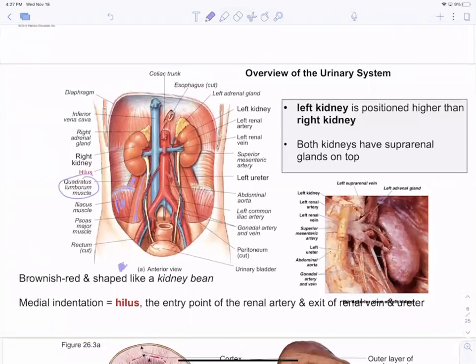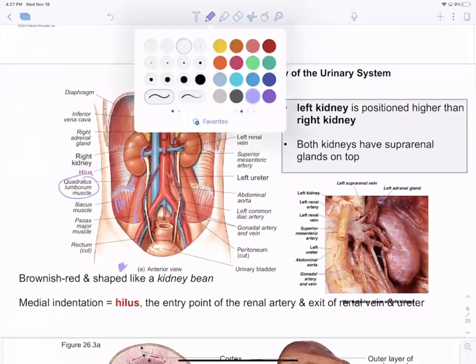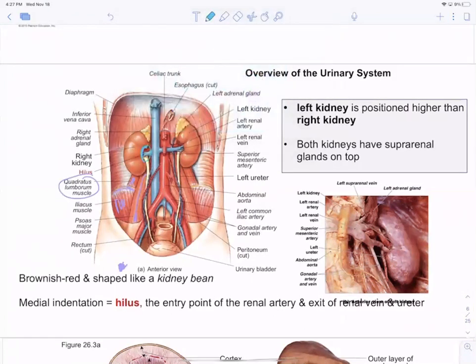The left kidney is a little higher than the right kidney. There's an indentation called a hilus or a hilum, depending on the book version. They actually changed it from version 6 to version 7. Either way, it's just describing that indentation where the renal artery, vein, and ureter come out. So it's this indentation there.